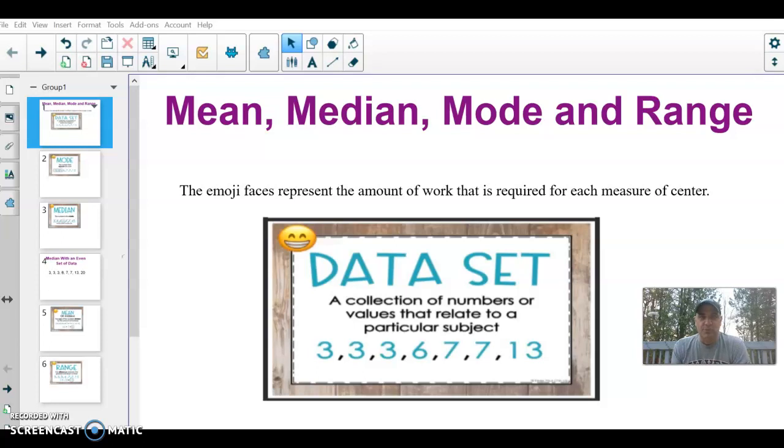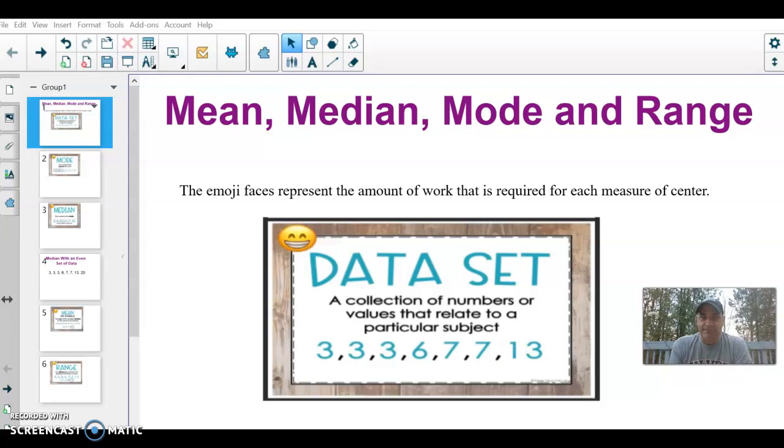So, the emoji faces are going to represent the amount of work that is required for each measure of center. So in a way, all of these are what they're called central tendencies. We usually use the mean and median as more of the averages, although we do use the mode and range to help us make sense of the data.